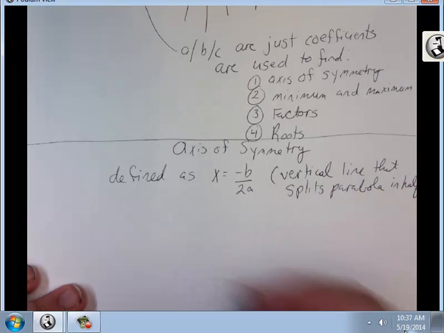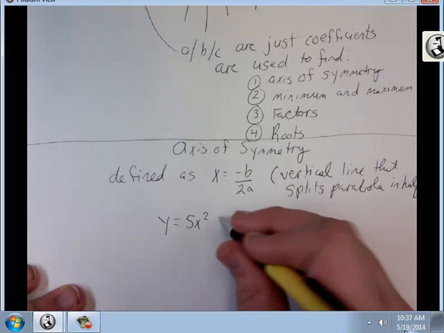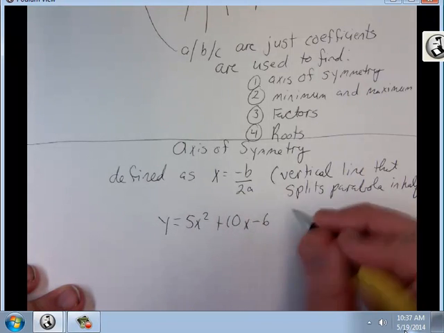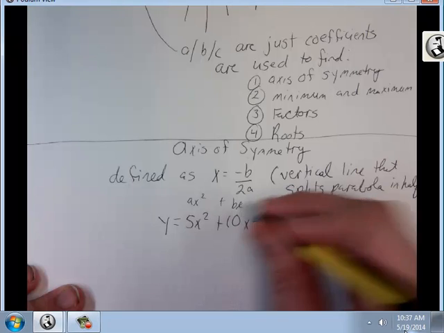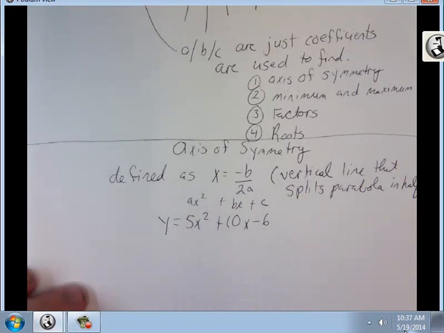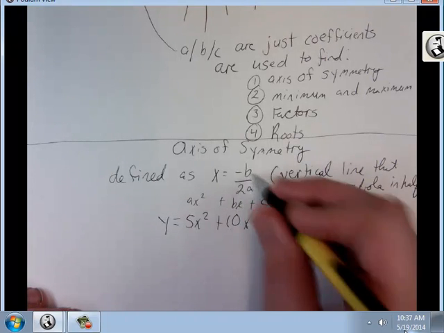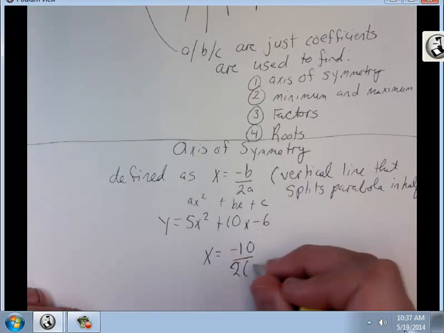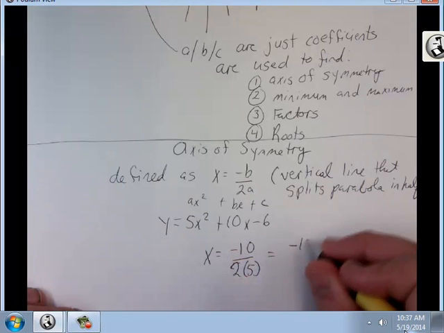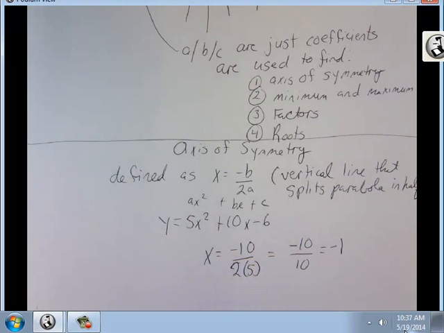So let's say we have y equals 5x squared plus 10x minus 6. Remember, it's always in this form. So I'm just going to substitute into here. x equals negative 10 over 2 times 5, which goes negative 10 over 10, which is negative 1. That's all you have to do to find the axis of symmetry.